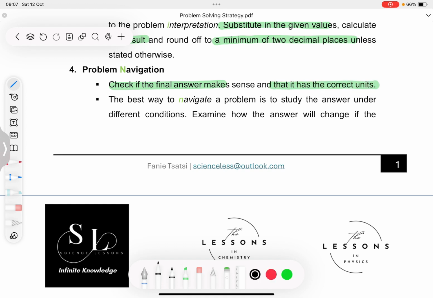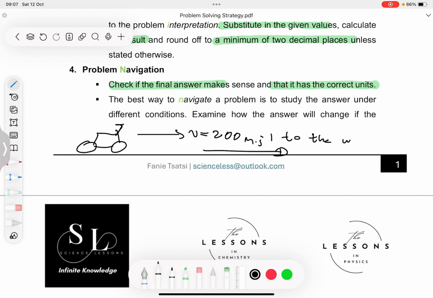I just want to give you a quick example here. Let's say you have a person on a bicycle, and you were doing a calculation where you're getting the velocity of this bicycle. And you get that the velocity is 200 meters per second after you have done your calculations. Let's say you are at that stage. This is your final answer here. When you navigate this problem, because it's velocity, we can also put direction to say it goes to the east. It goes to the east.